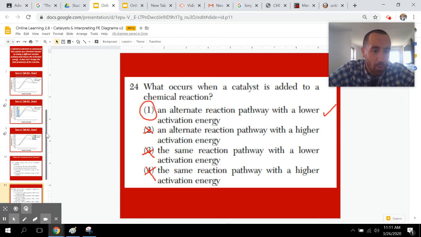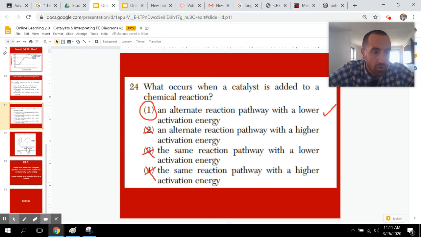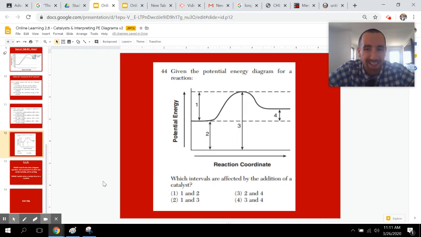All right, I think I have 1 or 2 more here. Number 12. I like this question. It adds a different little wrinkle to it.